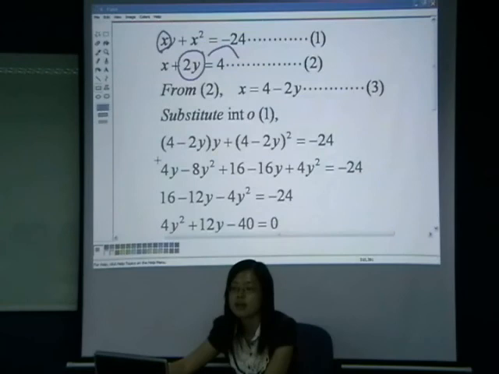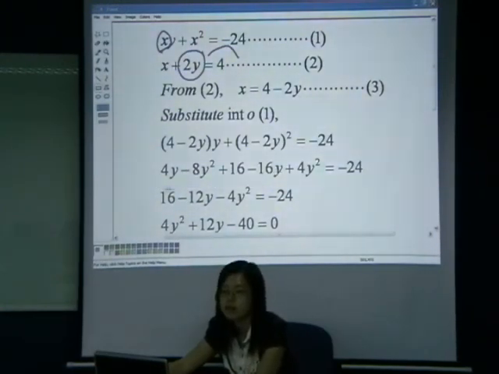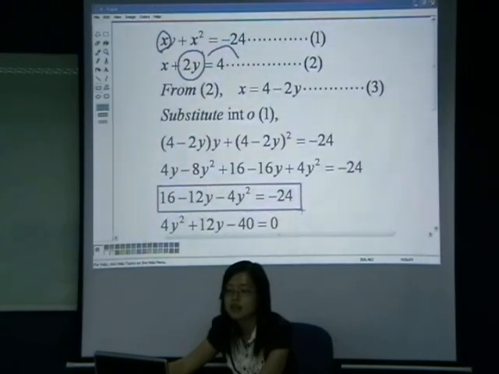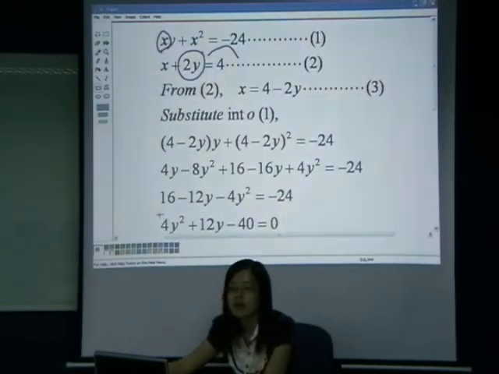So when we expand the left-hand side of the equation, this would be what we have here. We will have 4y minus 8y squared plus 16 minus 16y plus 4y squared. Simplifying the equation here, we would have 16 minus 12y minus 4y squared. And we can bring everything to one side of the equation so that our right-hand side equals 0. This would allow us to factorize our quadratic equation here.